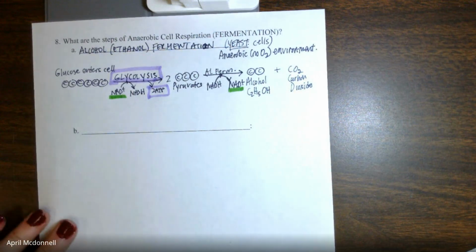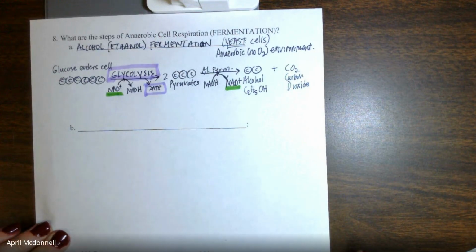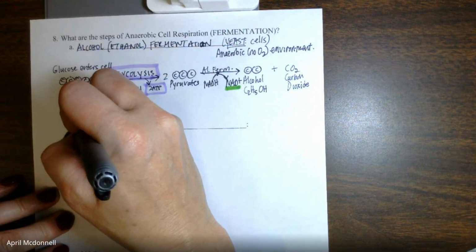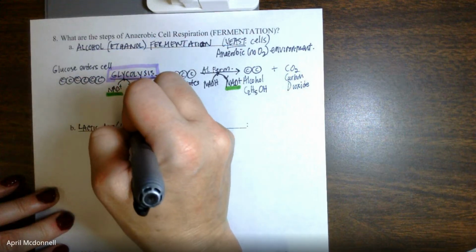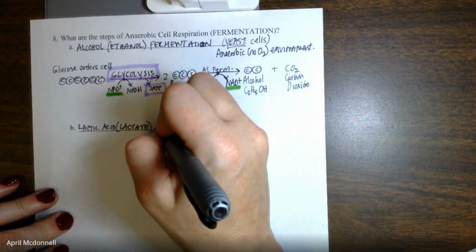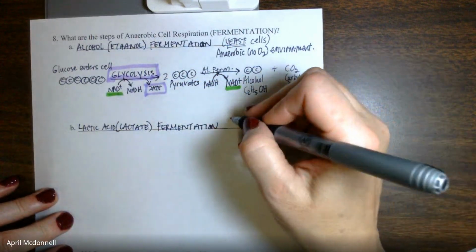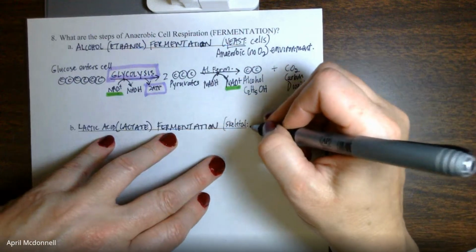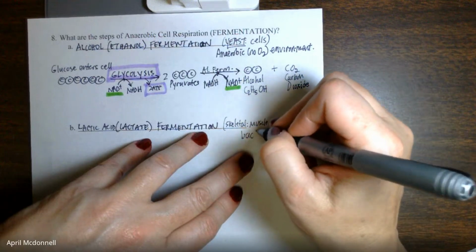All right, the second type of fermentation is going to be very similar, except a different substance is going to be made. And it's going to be called lactic acid fermentation, or lactate fermentation. This is going to occur in skeletal muscle cells and some bacterial cells.